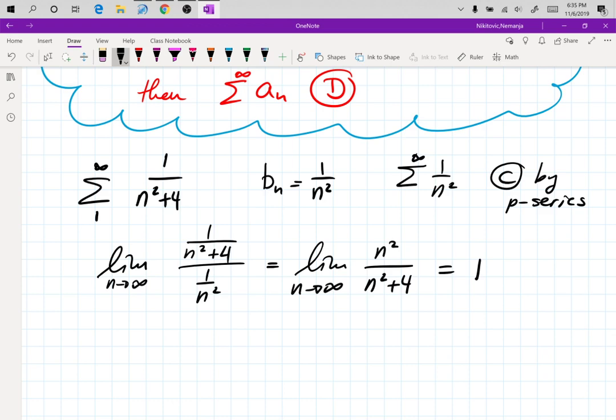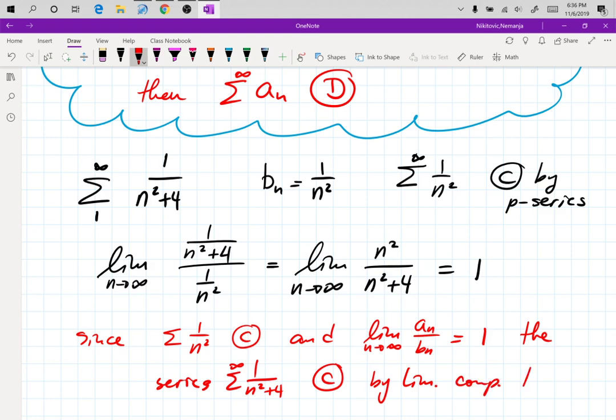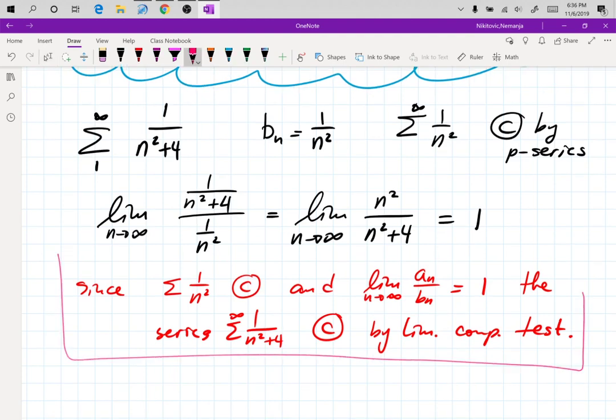So now we conclude, since summation of 1 over n squared converges and limit an over bn equals 1, the series 1 over n squared plus 4 converges by limit comparison test. Again, what's in the red box, what's written in red, is your answer. Everything prior to that is the partial credit.